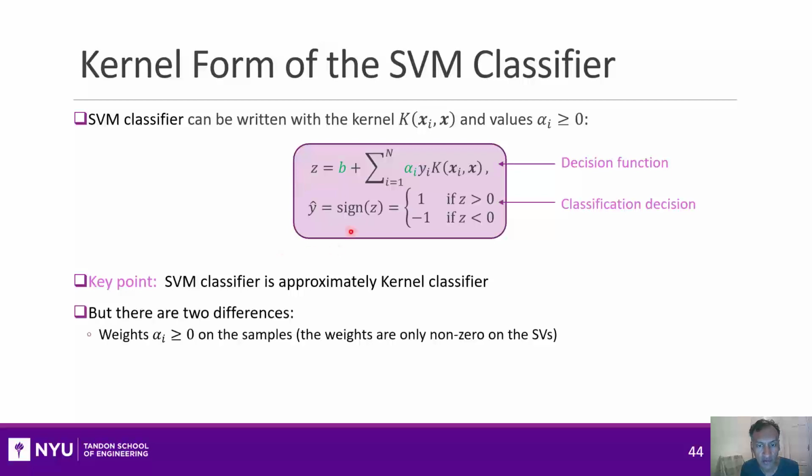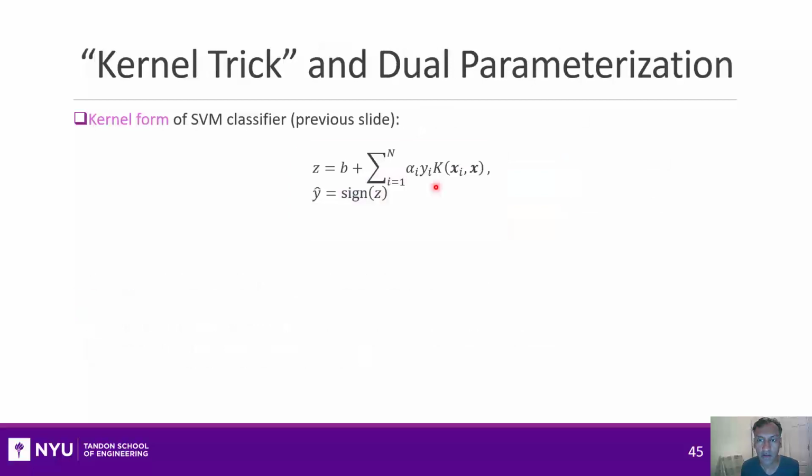The first difference is the introduction of these terms alpha_i. So it's like a weighted kernel classifier where it weights certain training samples. In particular, it only gives a non-zero weight to the samples that are support vectors. The second is this first term here, which is the bias term. And that bias term will let it select the sign whenever all these values here are small.